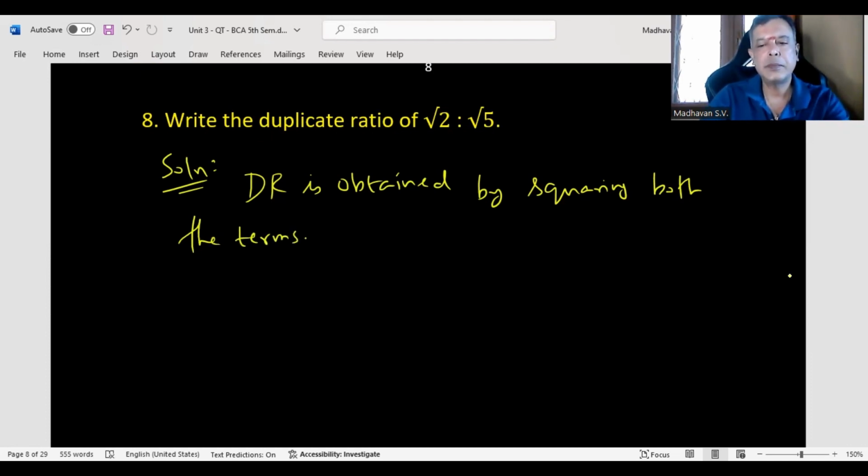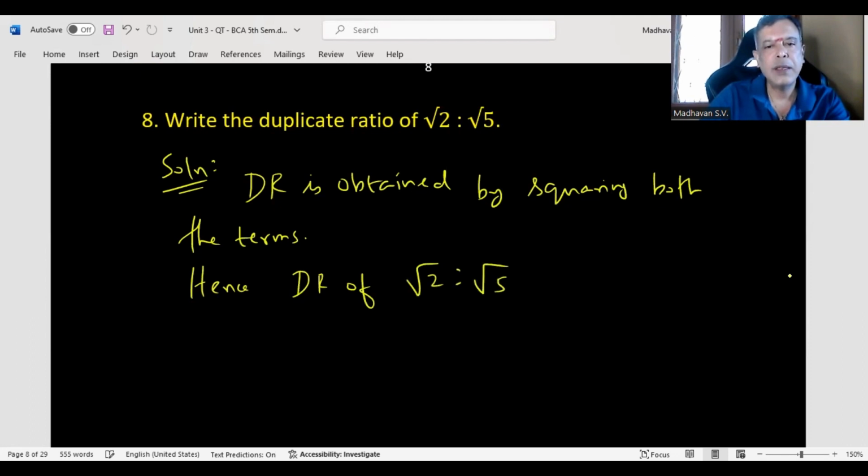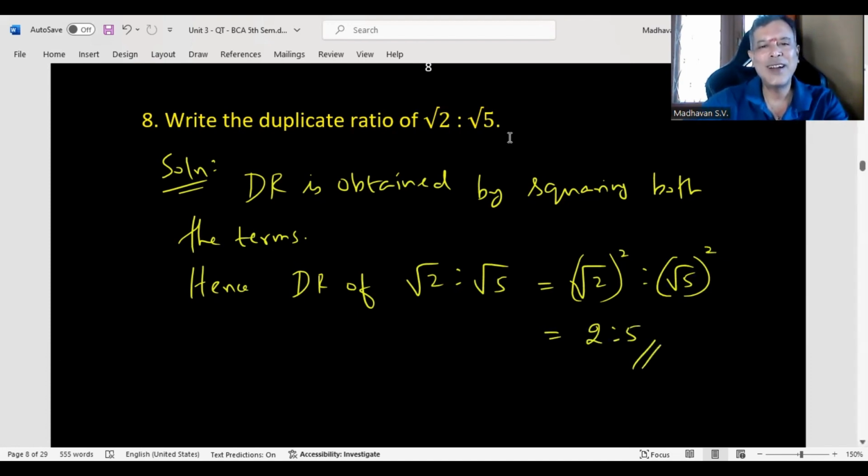Hence, duplicate ratio of √2 is to √5 is equal to (√2)² is to (√5)², and that will be 2 is to 5. That is the result. Let us move on to the next one.